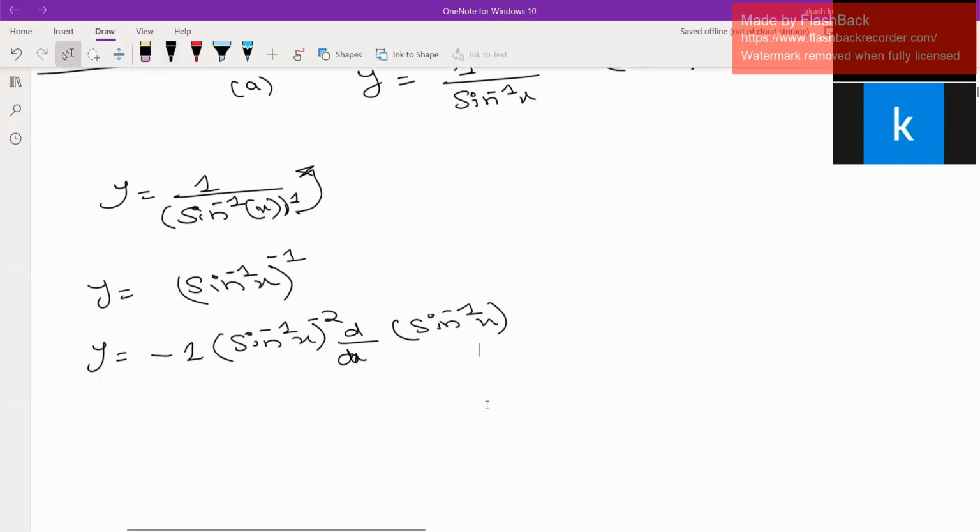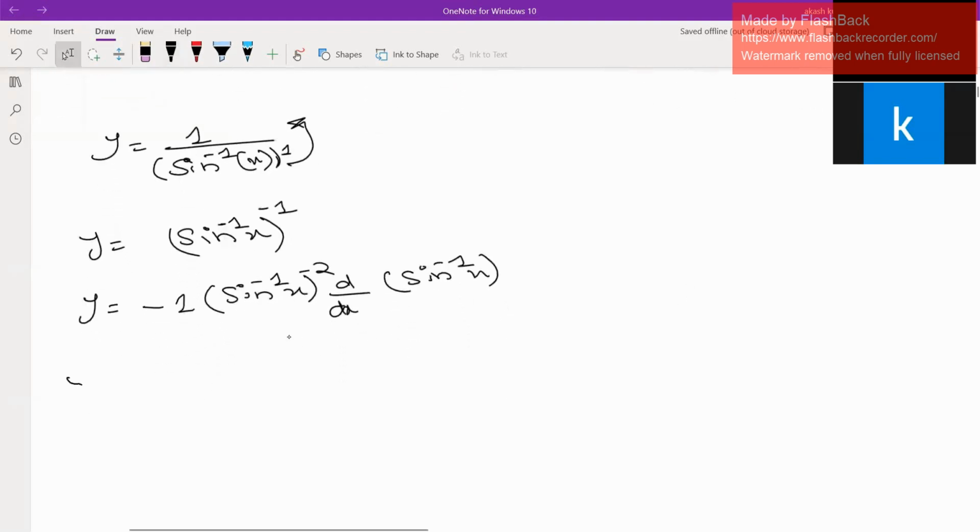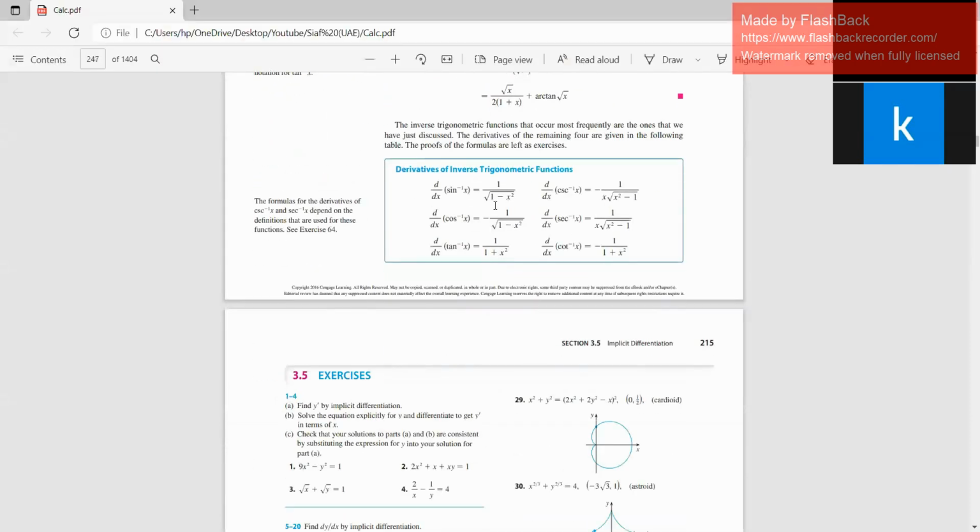So going back to the book, let's first simplify and then find the derivative of sin inverse x. So y equals minus 1 over sin inverse x to the power 2. Is it clear? I just took minus 2 to the denominator, so it becomes sin inverse x raised to the power 2. And then the derivative of sin inverse x is 1 over square root of 1 minus x squared.